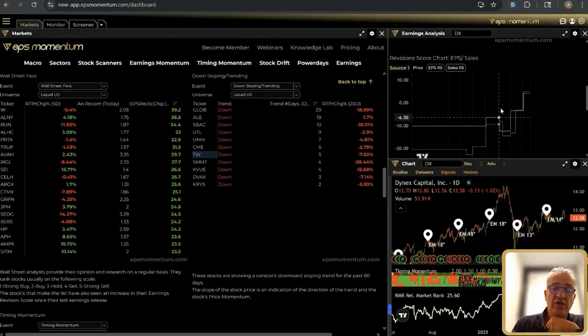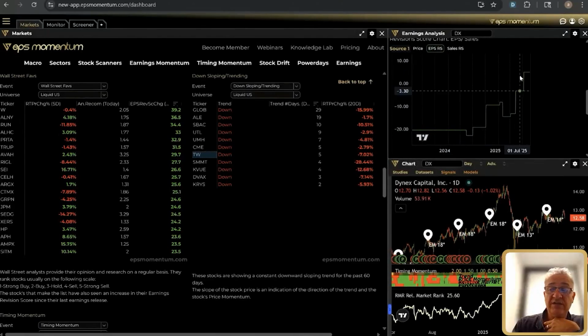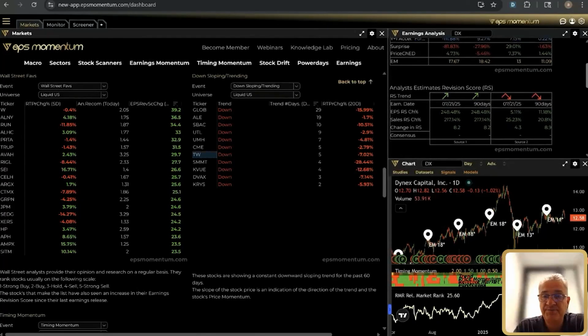So the revision score actually helps you have just one line to see where that trend is going. Is it going up? Is it going down? And therefore, is it pushing the price up or not? So it's basically Wall Street analysts revising their estimates upward to follow the price, right? I mean, not to follow the price, just giving their opinion on the stock, and then the price will follow or not. But at least you can see what Wall Street estimates is about.